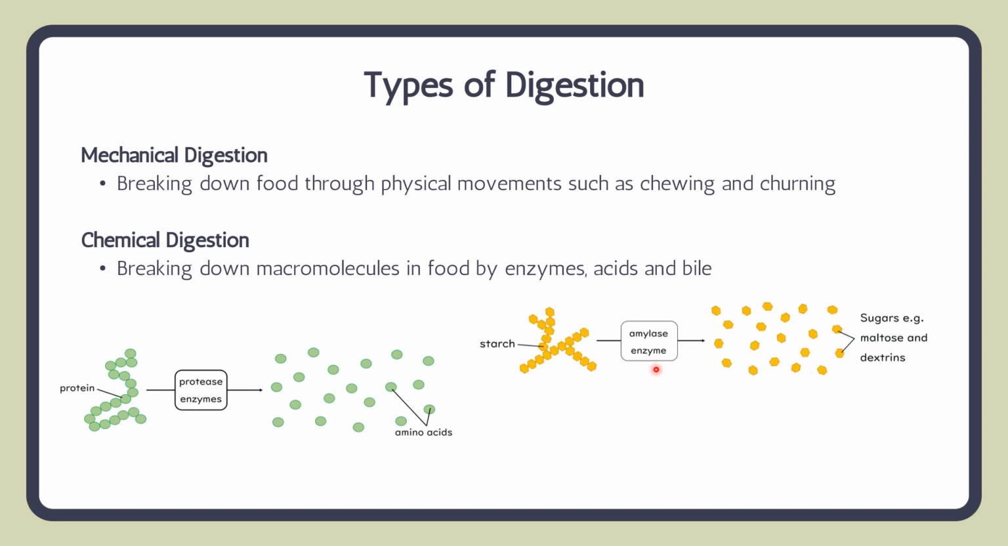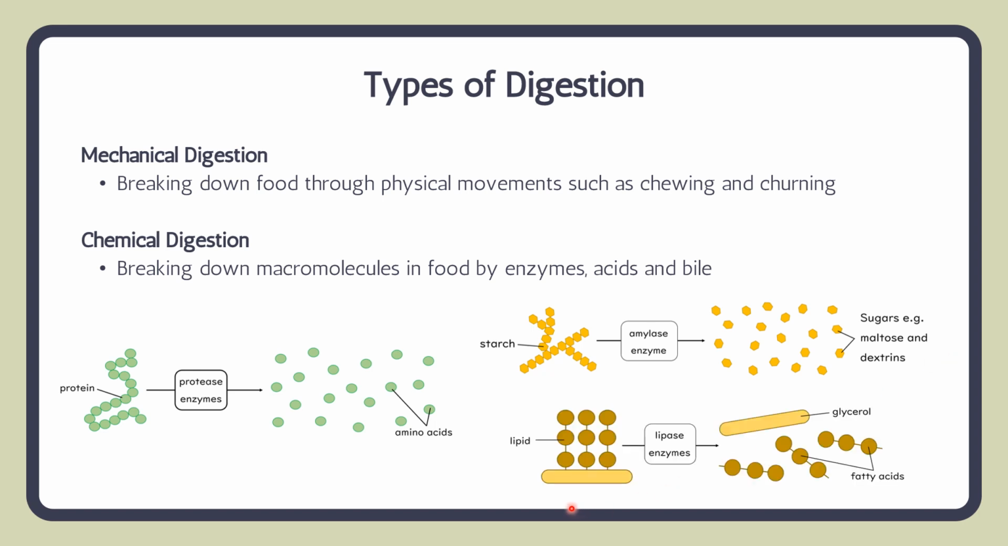Amylase enzymes break down starch or other carbohydrates into sugar, like glucose or maltose, for example. Lipids are broken down by lipase enzymes into glycerol and fatty acids. And then our body can use these simpler, smaller molecules wherever it needs.